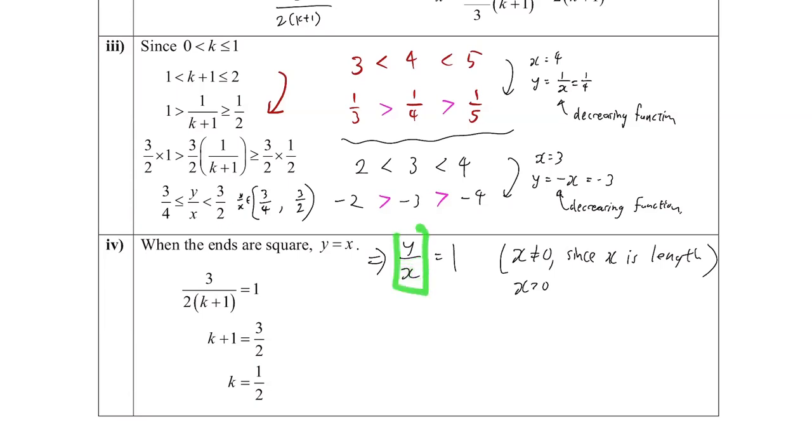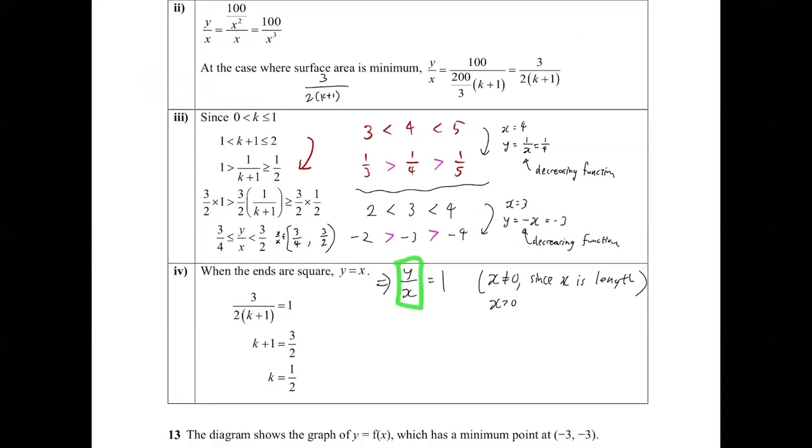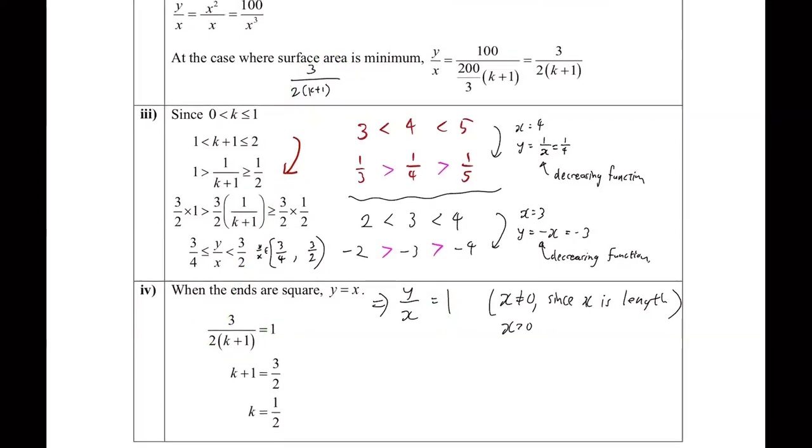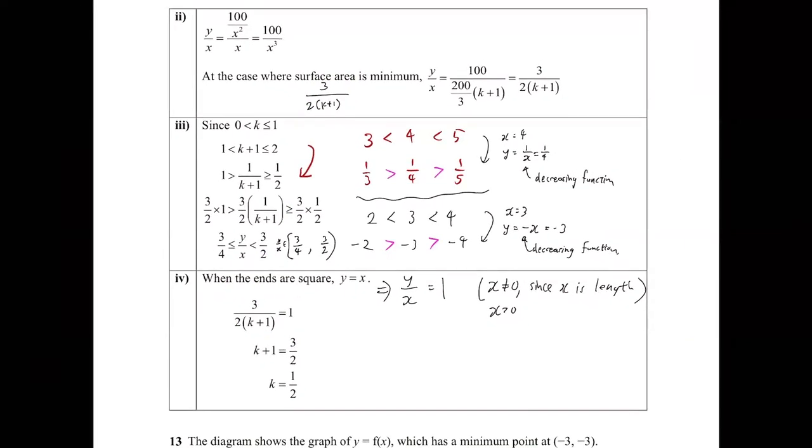But anyways, what's y over x? Y over x is what we found just now over here, right? Then you can just sub in, and then you solve for k. Is that clear? Yeah. This one, sub in as y over x equals 1. Then just continue and solve for k. All right, good. Then that's question 12 done. Any questions?